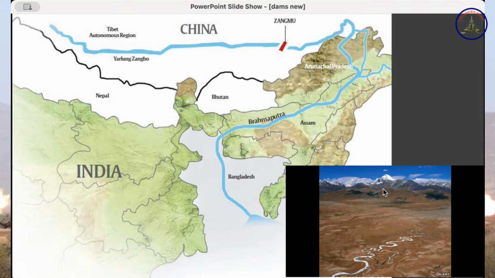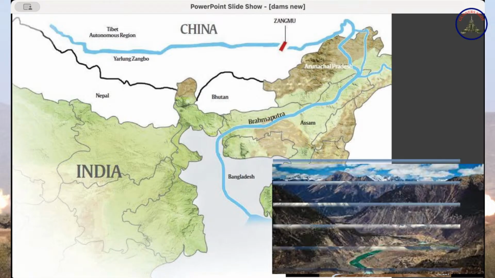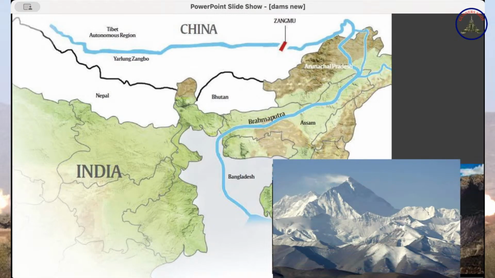This is Mount Kailash. From there it comes. It's a thin stream. There's not much water in it. Water starts collecting as it goes through gorges. The Brahmaputra flows in perpetual gorges across Tibet. And then it goes around Namcha Barwa.